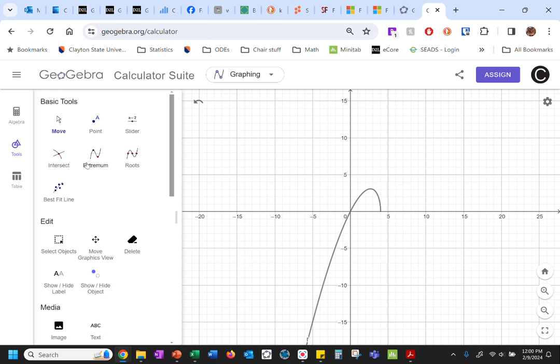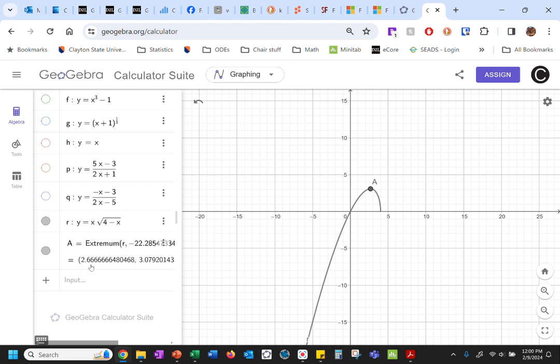But we could find the extremum. Looks like point A is at a kind of an ugly point, so we're not going there. All right.